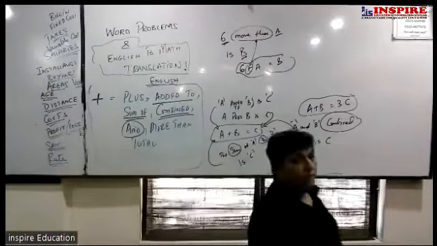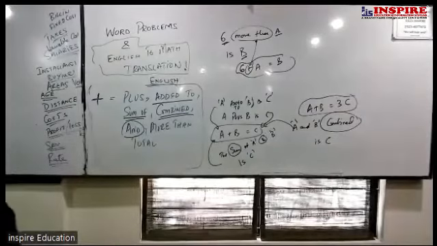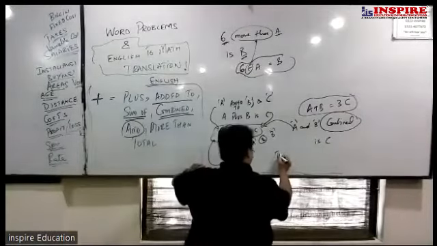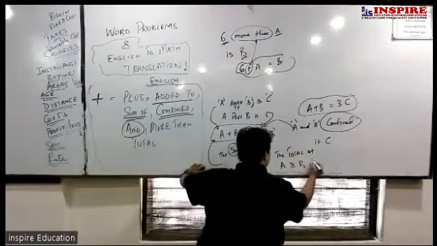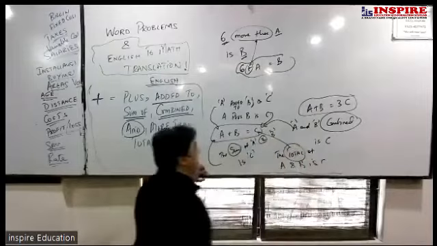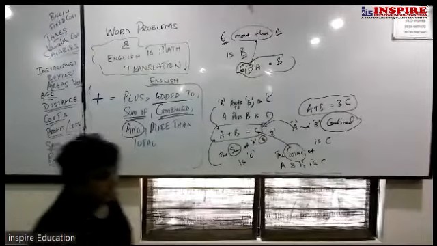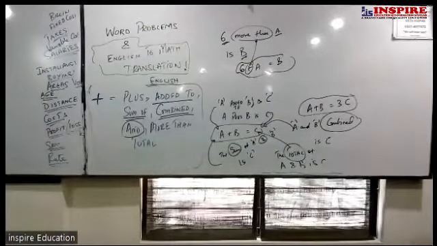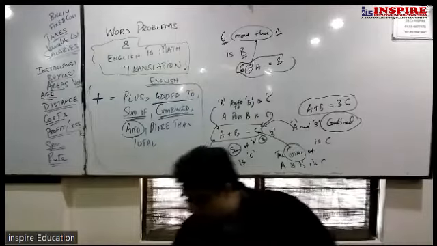Copy this: total. Total is a word we use commonly. The total of A and B is C. Total is another word, same equation. Copy this, all of this.